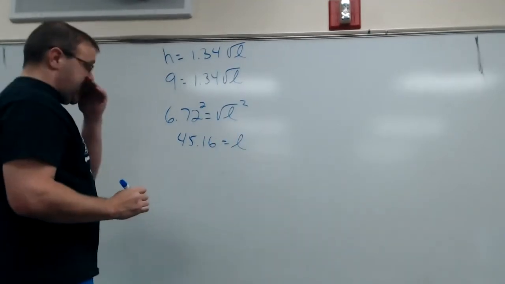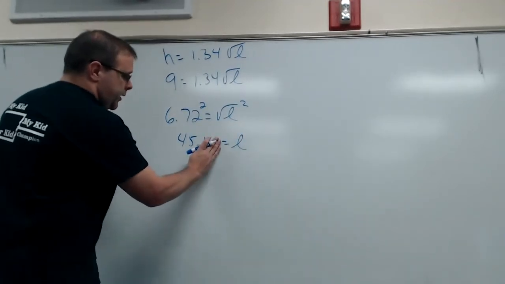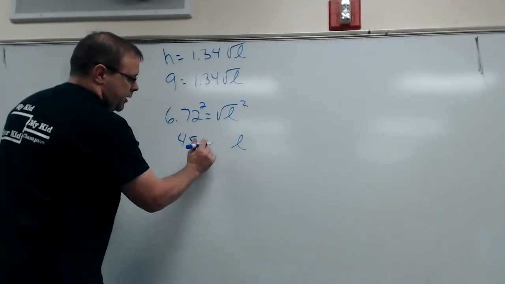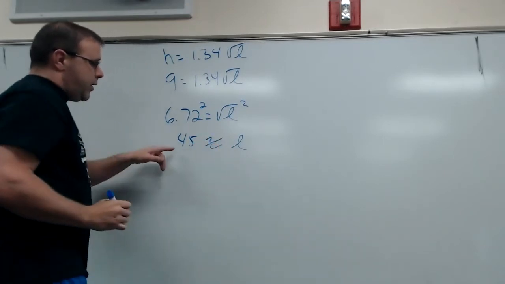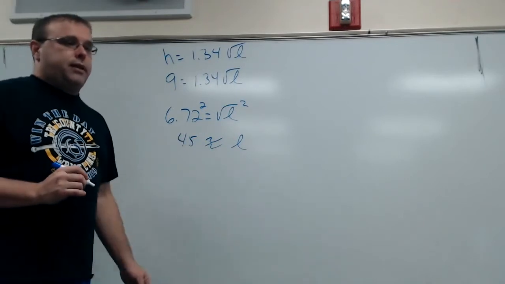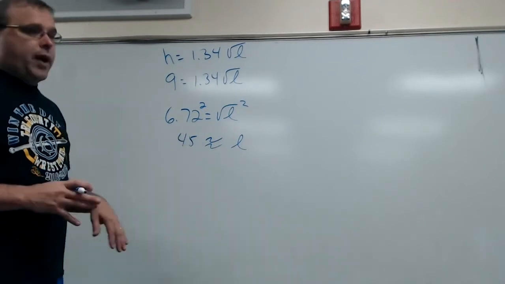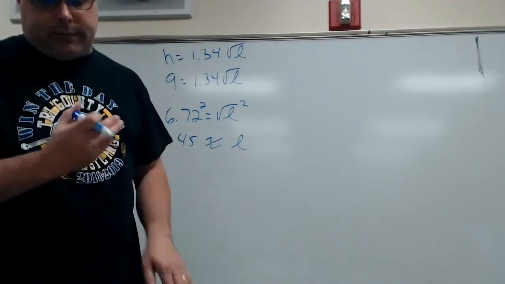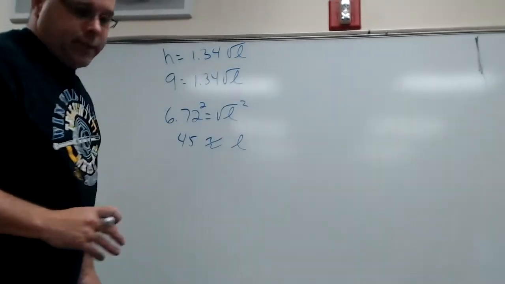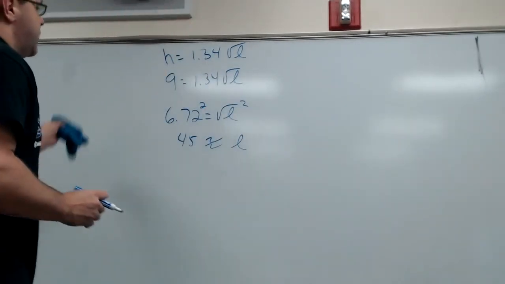That's equal to the length. They say to the nearest foot, so we can knock off the decimal, erase the equal sign, and say 45 feet is approximately equal to the length of the boat. So it's a 45-foot boat. Pretty big boat.